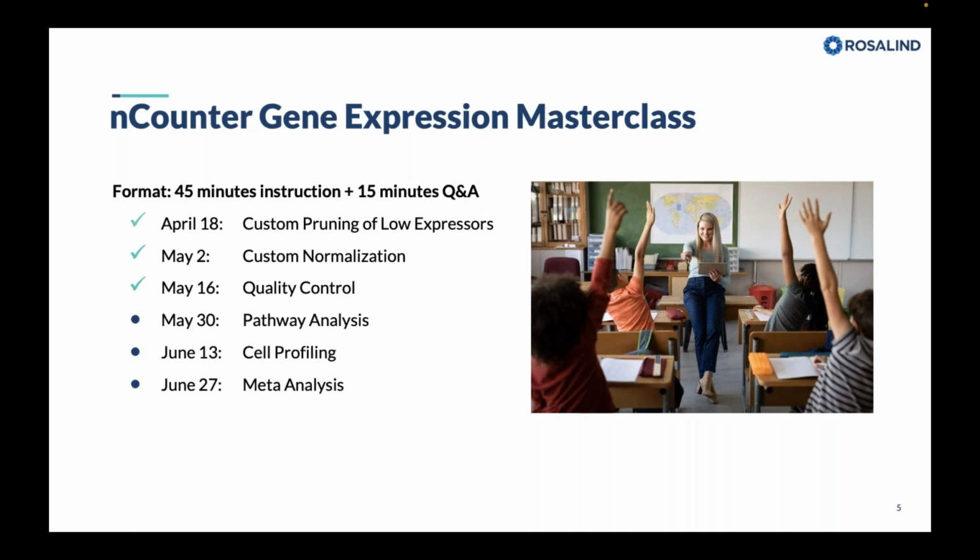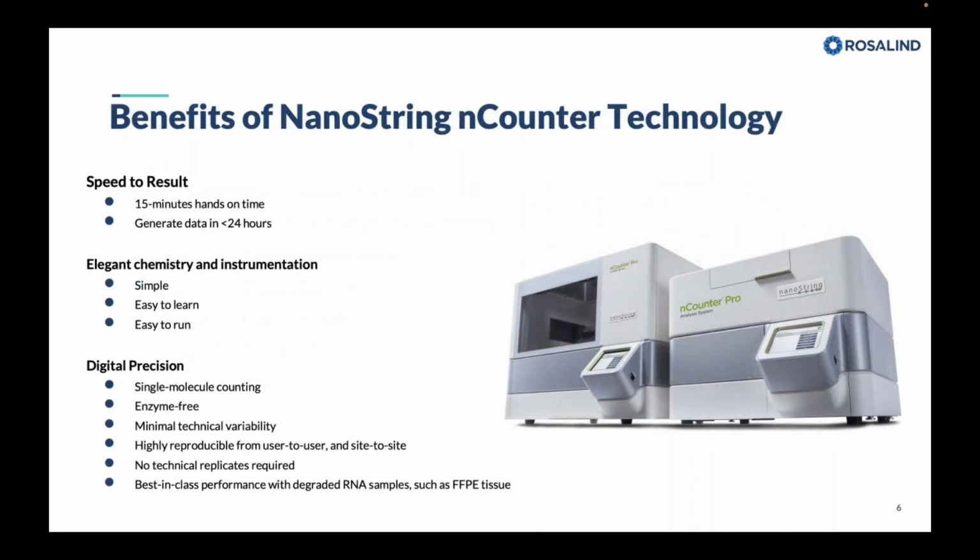So I won't belabor the points of nCounter technology and why it's so valuable for scientists, but we all appreciate its speed to results. Get your data within 24 hours, very little pipetting in the lab, so it's very minimal bench work. My personal favorite part about the technology, it's very elegant and simple in terms of the instrumentation and chemistry, and all of that lays the foundation for the digital precision. So we know it's enzyme-free, single molecule counting, very little sources of technical variation. It's highly reproducible, and it's best in class with degraded RNA samples.